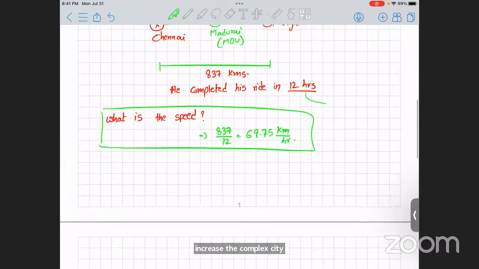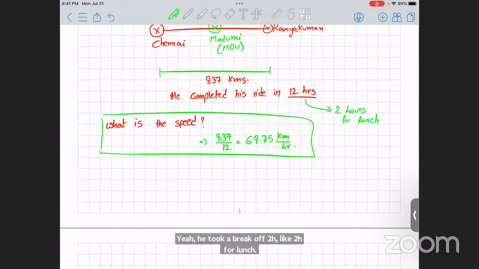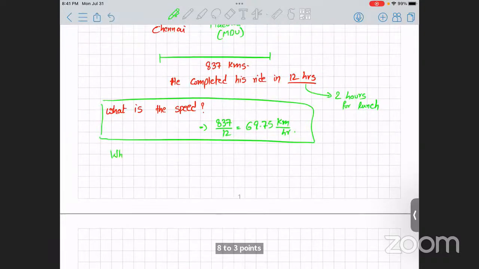In these 12 hours, he rode his bike. He took a break of 2 hours for lunch. Then what is his speed? 837 divided by 10, that is 12 minus 2. 83.7 kilometer per hour.